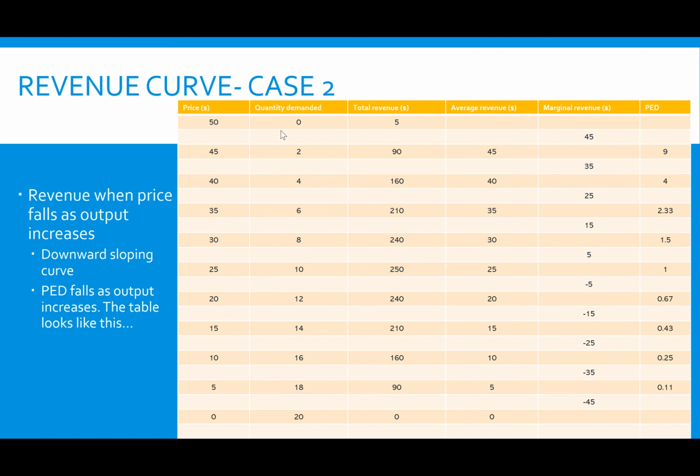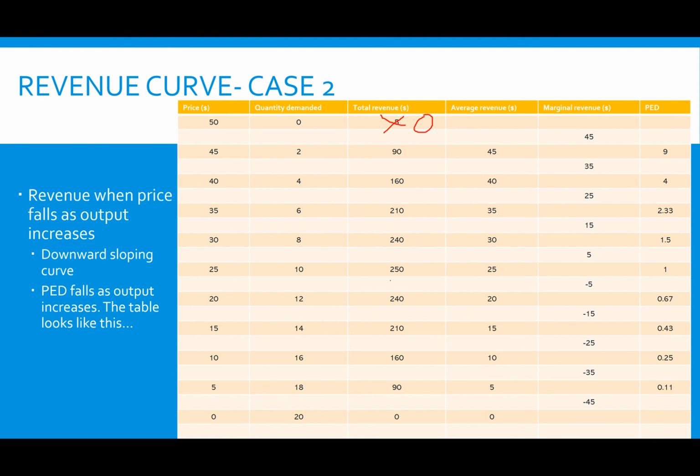Here, I'm sorry, this is not five. This is actually zero. Obviously 50 times zero is zero. I somehow typed the wrong one, but anyways, 45 times 2 is 90, 40 times 4 is 160, and it goes on and on. Again, TR is price times quantity.